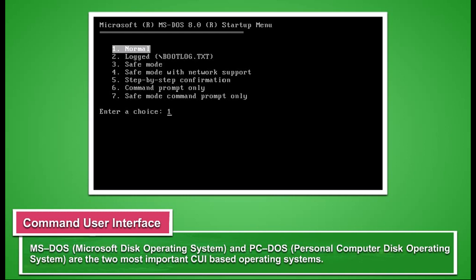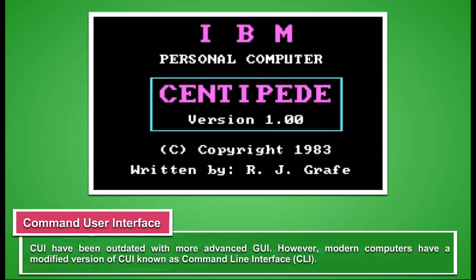MS-DOS, Microsoft Disk Operating System, and PC-DOS, Personal Computer Disk Operating System, are the two most important CUI-based operating systems. CUI have been outdated with more advanced GUI. However, modern computers have a modified version of CUI known as Command Line Interface (CLI).